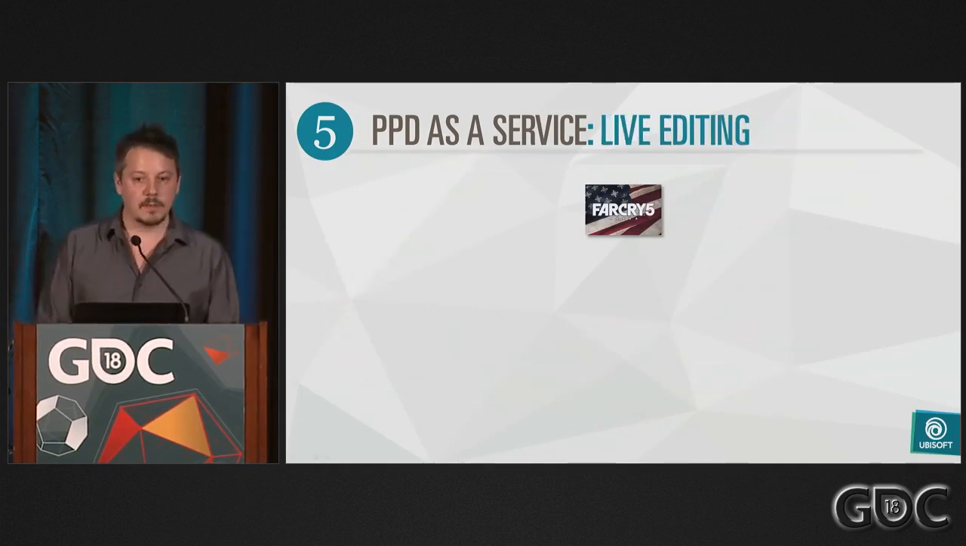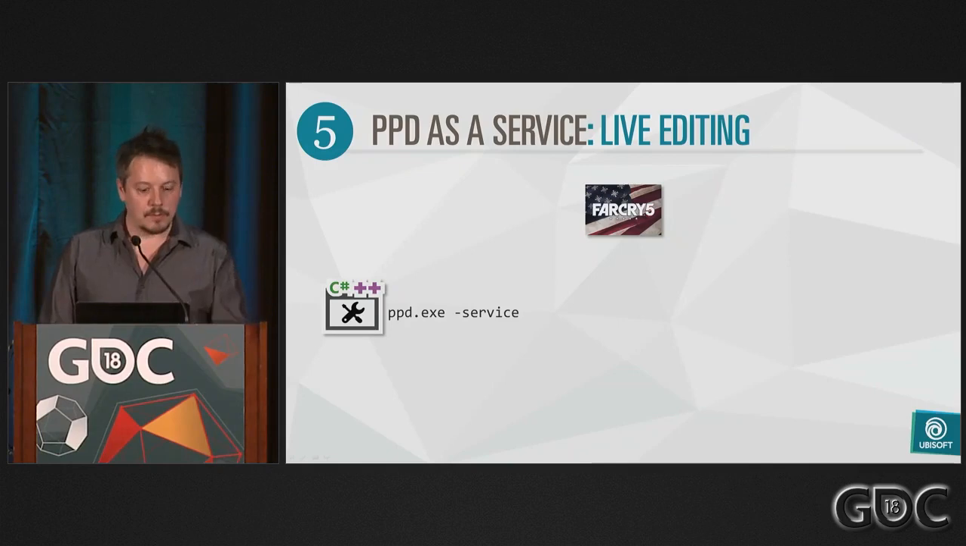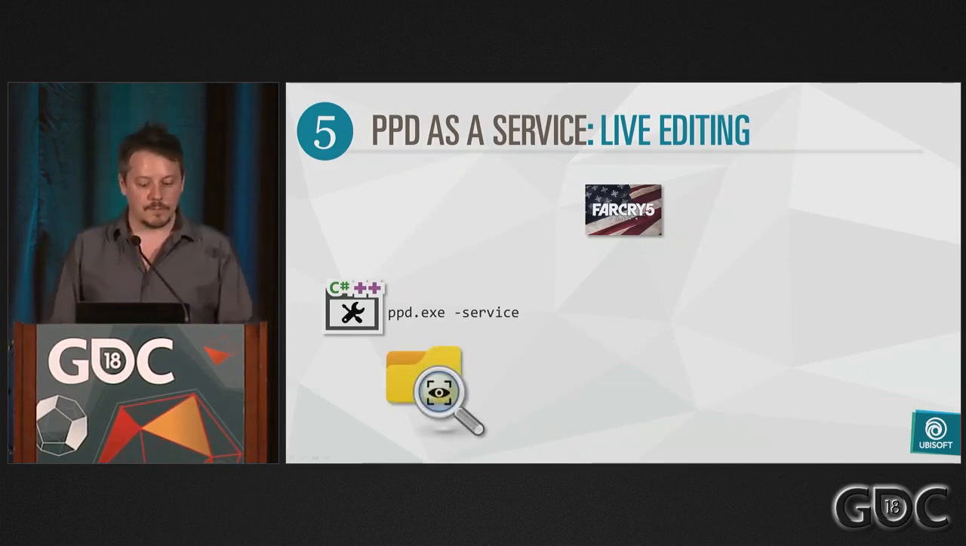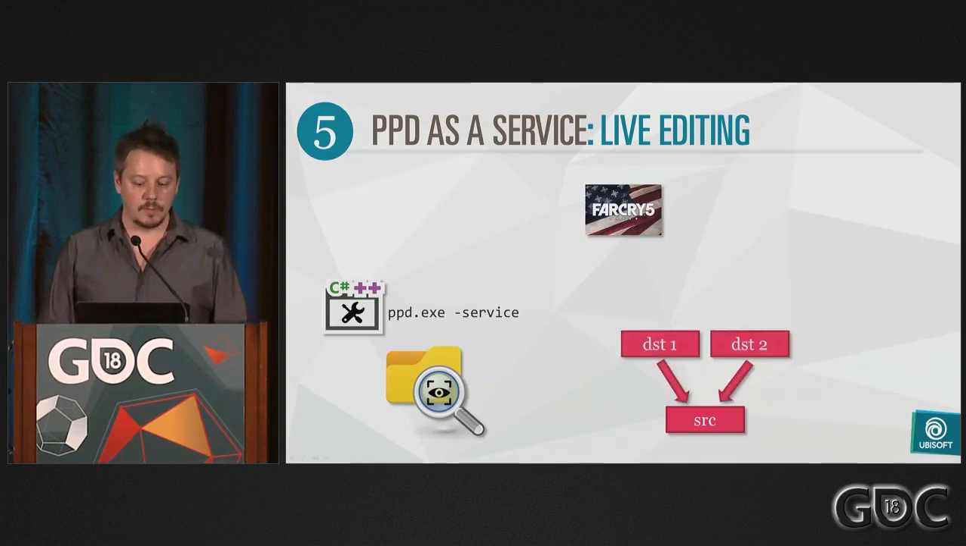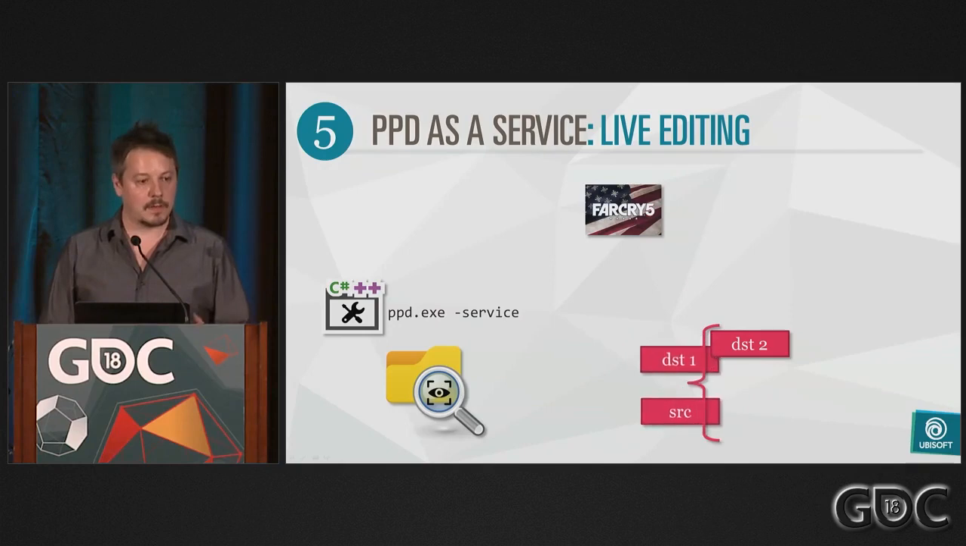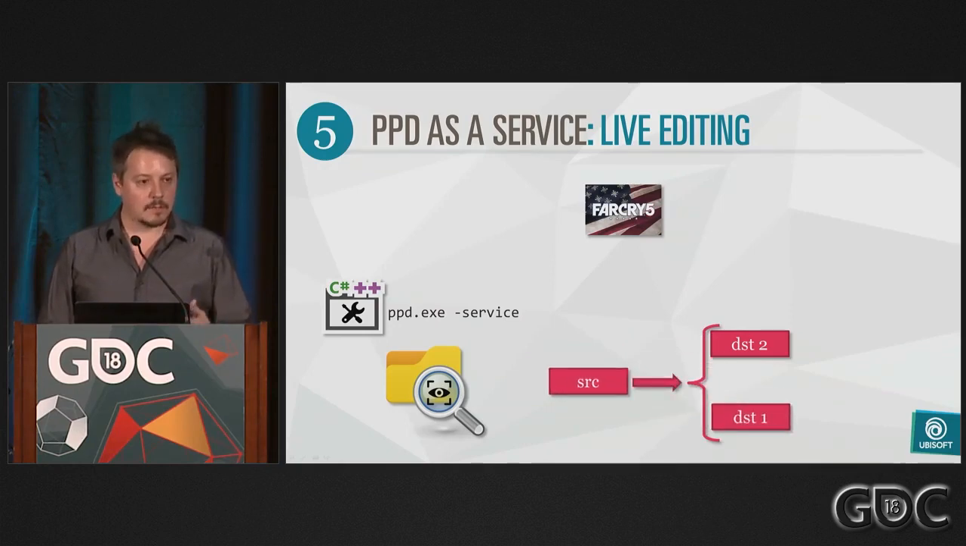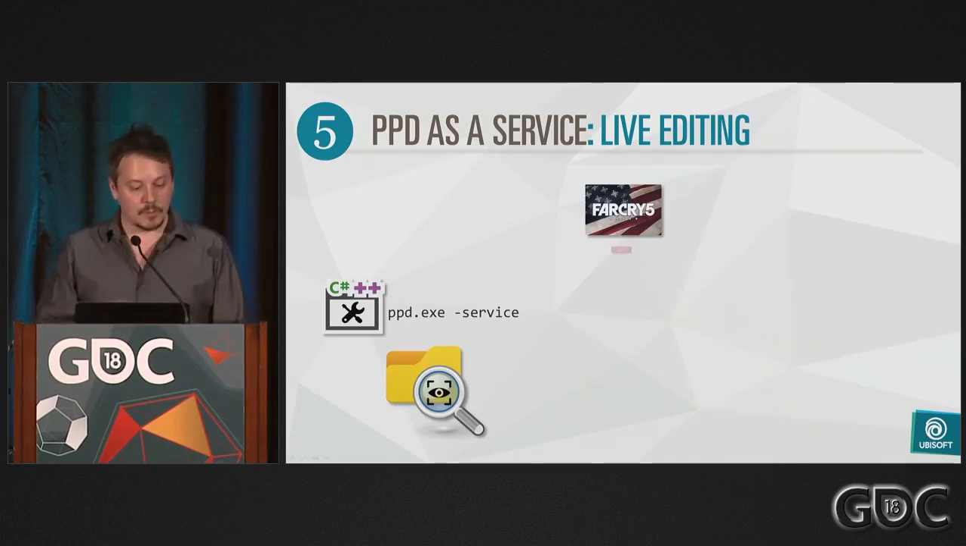Another benefit of having a build system as a service is you can also quite easily perform live editing. The idea is to have your build service add a folder watch on your source folder, so whenever a file changes, you get notified. And the build system itself has all the information about all the assets using this source file. So we know that we have many destinations using this source file, so we can build a reverse map out of that to know exactly all the destinations, all the assets that are affected by this change, and provide this information to the client, to the game.